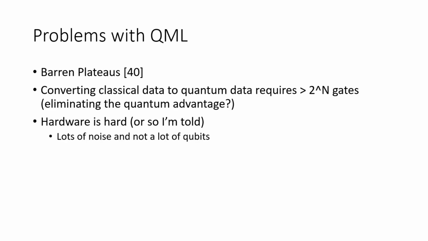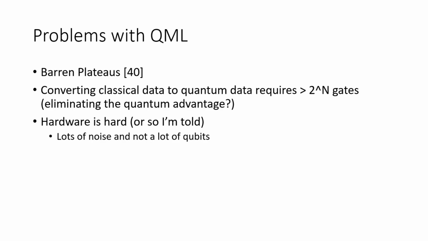But there are still a lot of problems. The barren plateaus problem, or vanishing gradients, exists in quantum and parametrized quantum circuits. It's hard to convert classical data, and hardware is very much a challenge, or so I'm told. I don't really do anything with hardware, but those people always say it's very hard. A lot of noise and not a lot of qubits.